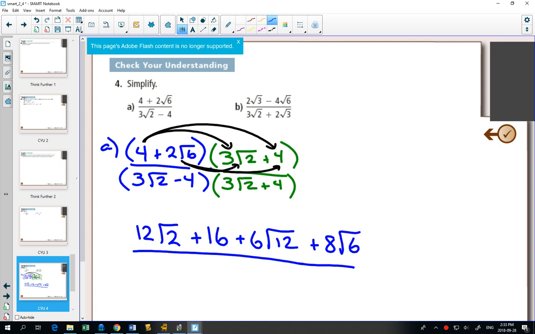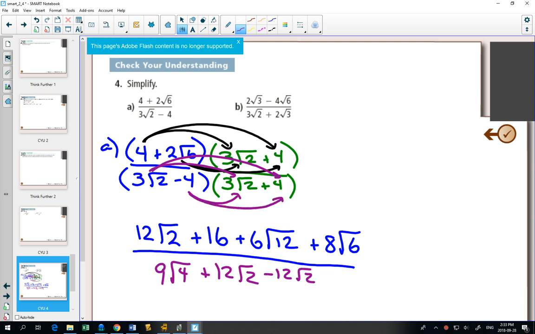Do you want to do it the shortcut way, or do you want to just do it regular? Regular? Well, the shortcut is just this one squared minus this one squared. So the other way, I'll change my colors of arrows here. This times this will be 9 root 4. This times this plus 12 root 2. This times this minus 12 root 2. And this times this, minus 16.